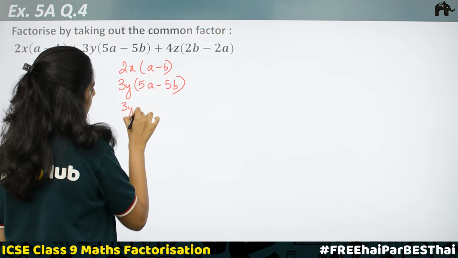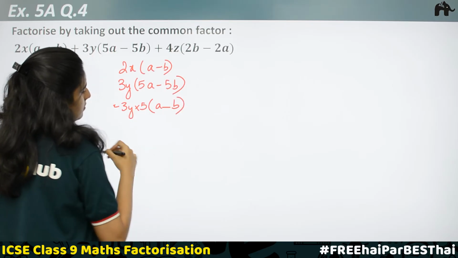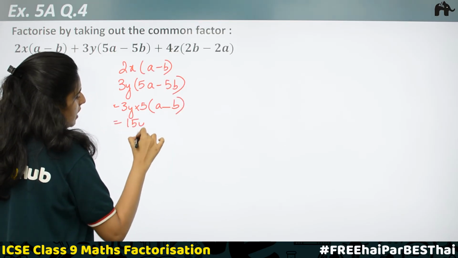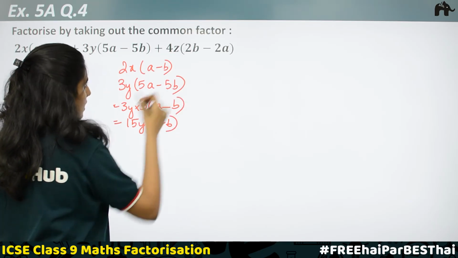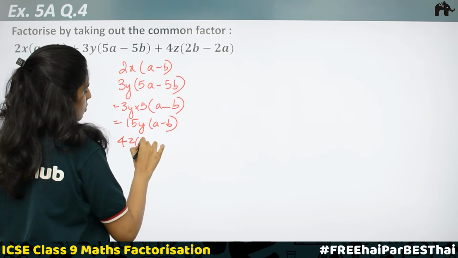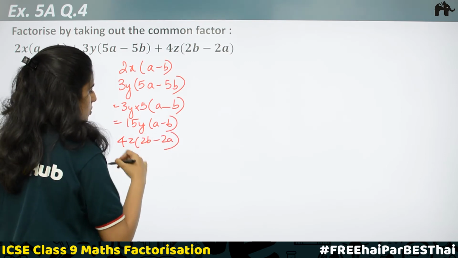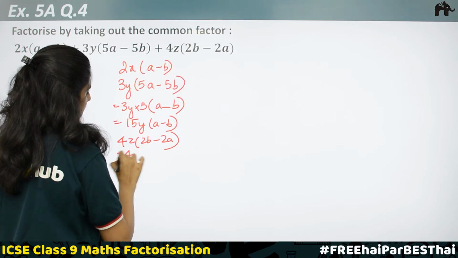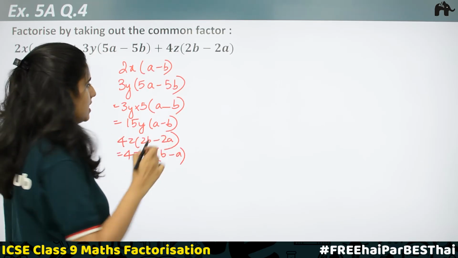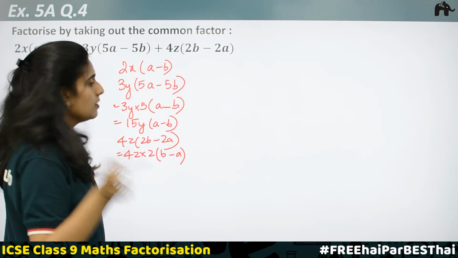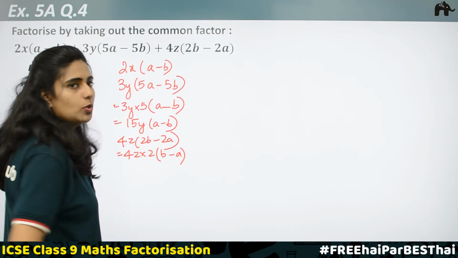So 3y into 5 into a minus b, which is equal to 15y into a minus b. So this is how the second term changes. Now the third term 4z into 2b minus 2a. What is common? 2 is common. So 2 can be taken out. So 4z into 2 into b minus a. Now you can see that here we have a minus b in the first term. A minus b is there in the second term. What about the third term? Do we have a minus b?